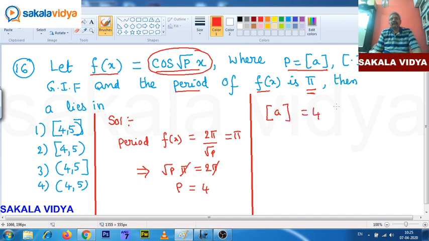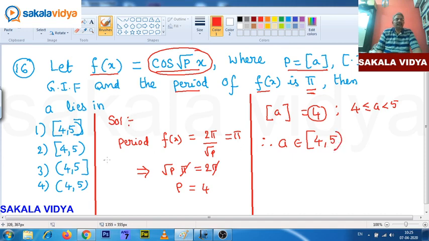So whenever a lies between 4 and 5, that means 4 less than or equal to a less than 5, the integral part of a will always be 4. Therefore, a belongs to 4 included, whereas 5 is not included. So this is the answer. Here the second option is the right option.